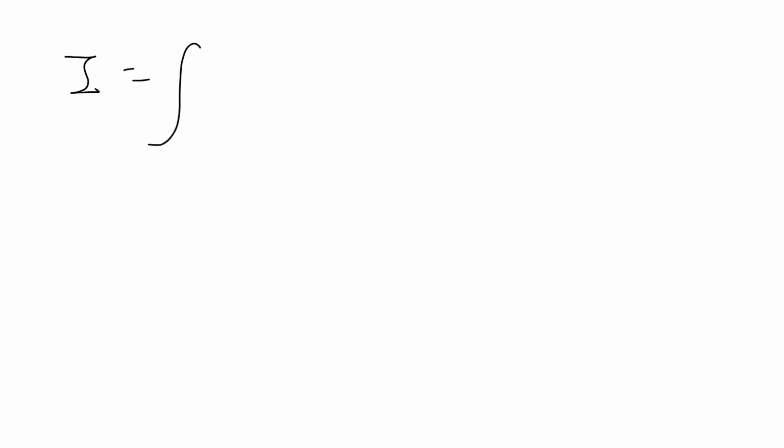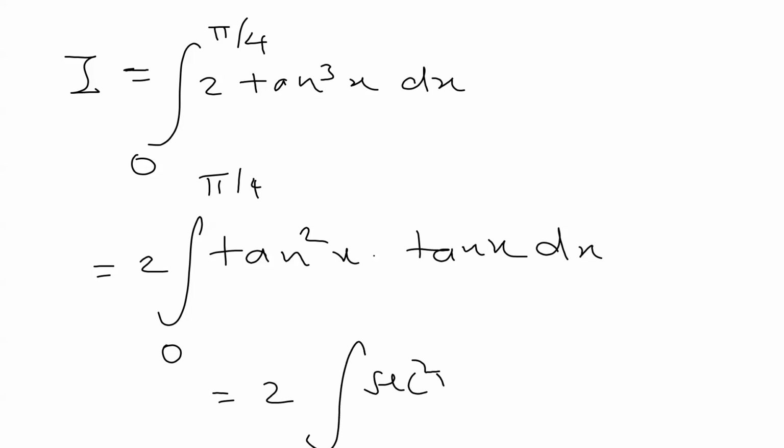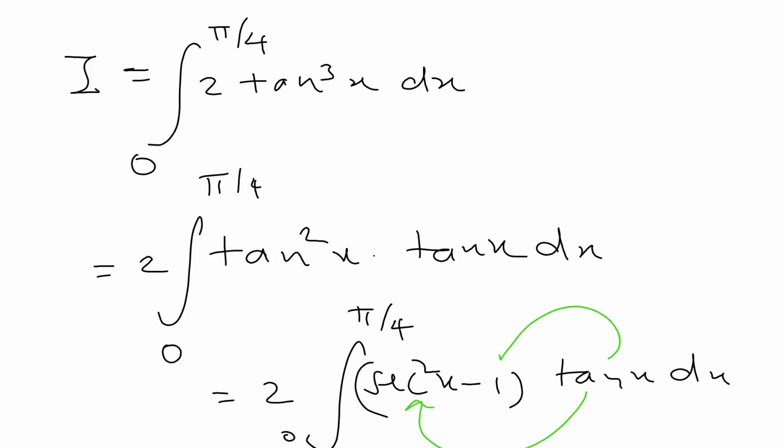Integration 0 to pi by 4, 2 tan cube x dx. 2 outside, tan square x into tan x dx, 0 to pi by 4. 2 outside, tan square x is sec square x minus 1 by the fundamental identity, 0 to pi by 4. Multiply tan with both.